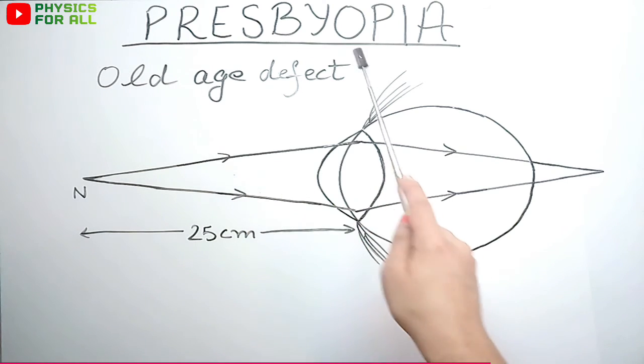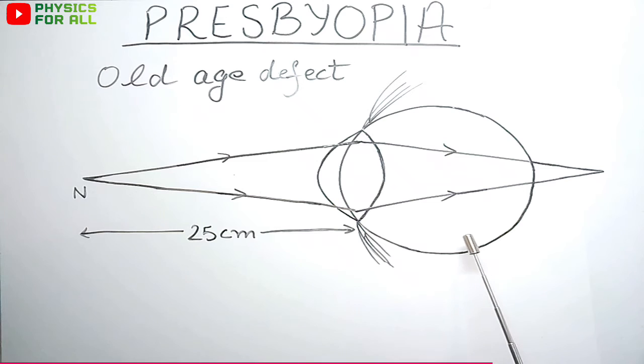So presbyopia is almost like hypermetropia, but here there is one major reason, which is the malfunctioning of the lens, or malfunctioning of the ciliary muscles and not of the eyeball. So it's the old age defect, because the ciliary muscles are not able to contract the lens properly, and that's why we cannot get the image properly onto the retina.